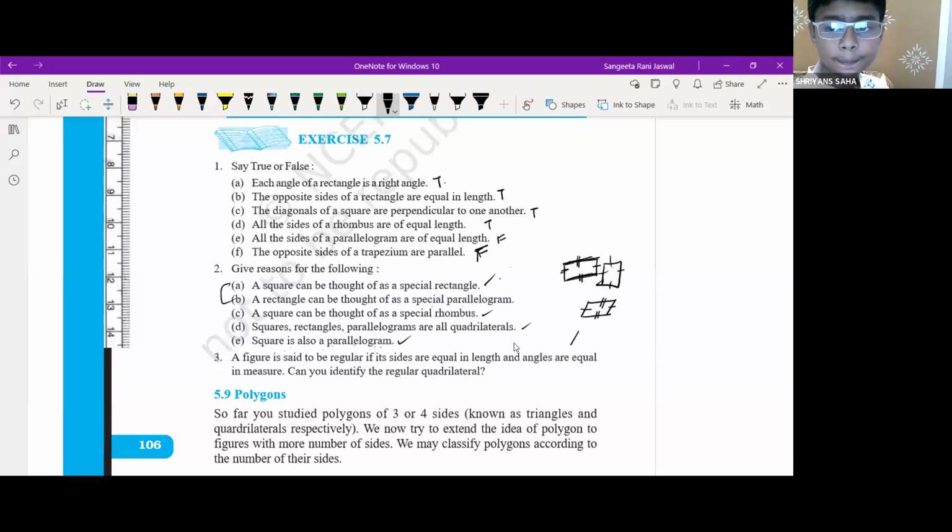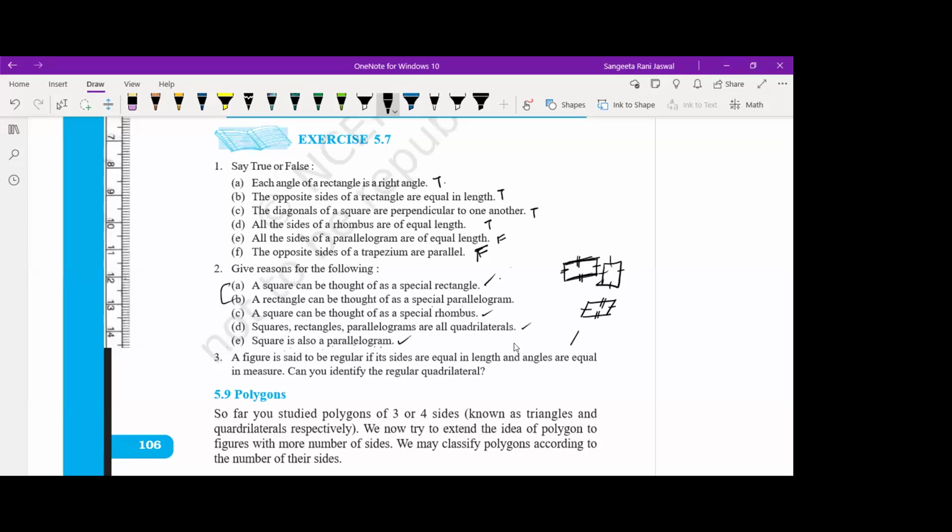Are you understanding, children? Everyone? Yes, Neha, Nishika, Adya. This is all about the properties of quadrilaterals, what we just discussed about. Okay, let's see what the next question is.